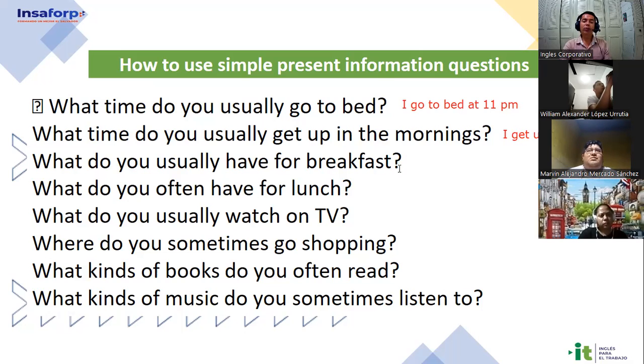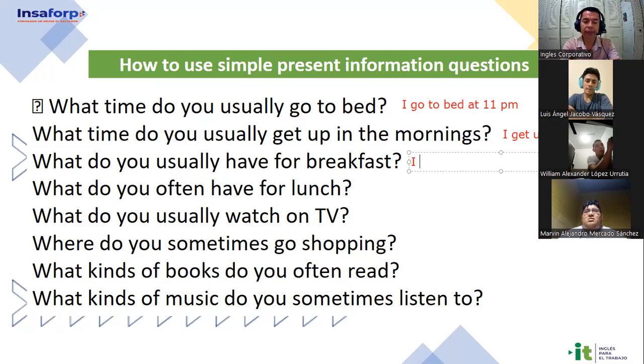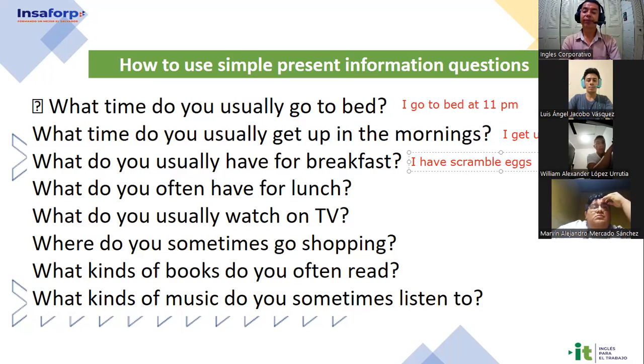Luis Ángel. What do you usually have for breakfast, Luis? I have for breakfast. Say in Spanish if you don't know. Eggs. We can say sunny eggs. Huevos estrellados, right? We can say boiled eggs. Huevos duros. And scrambled eggs. Huevo revuelto, right? So, in general, eggs.